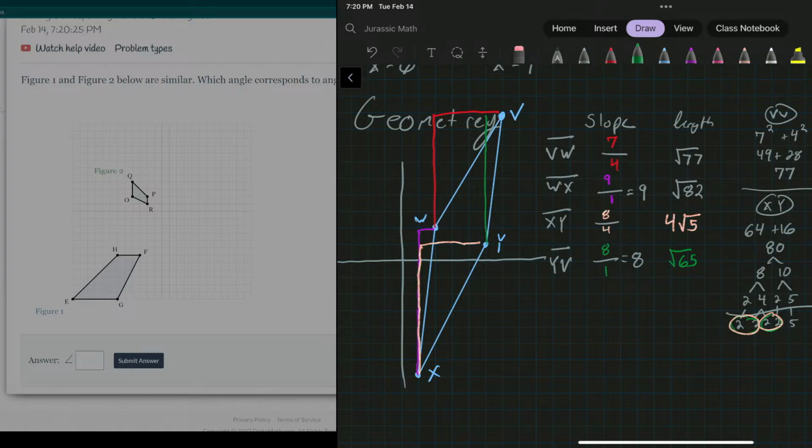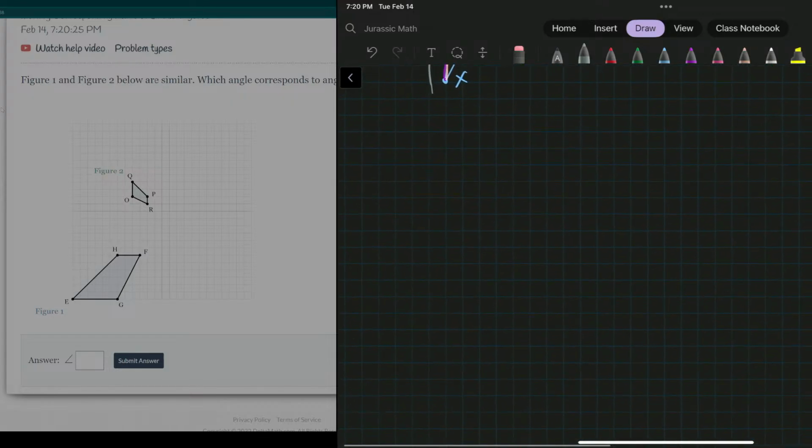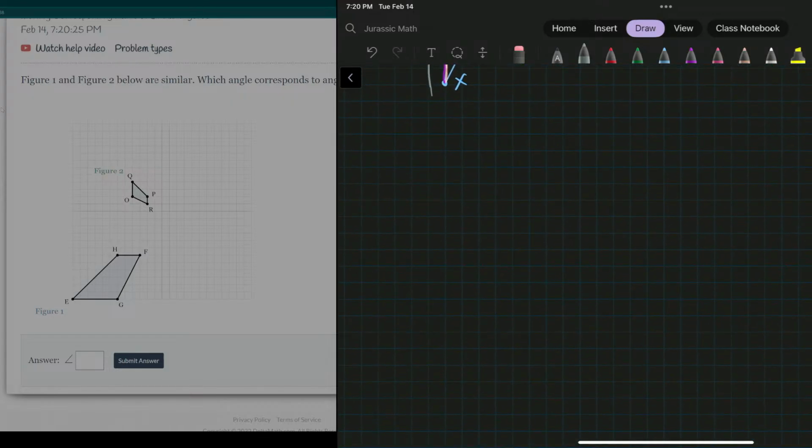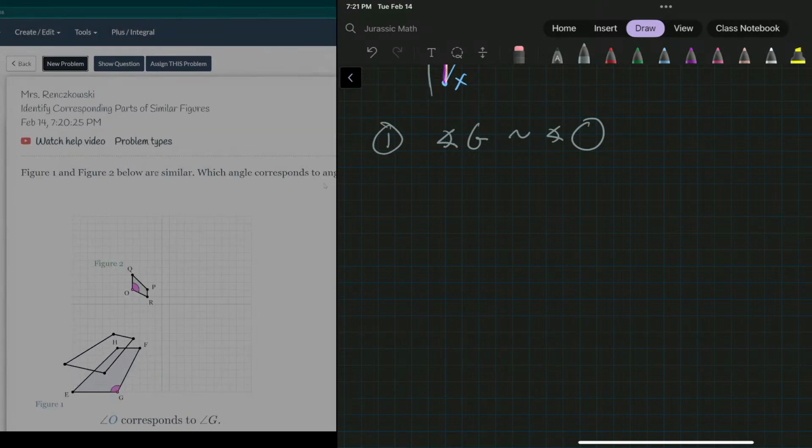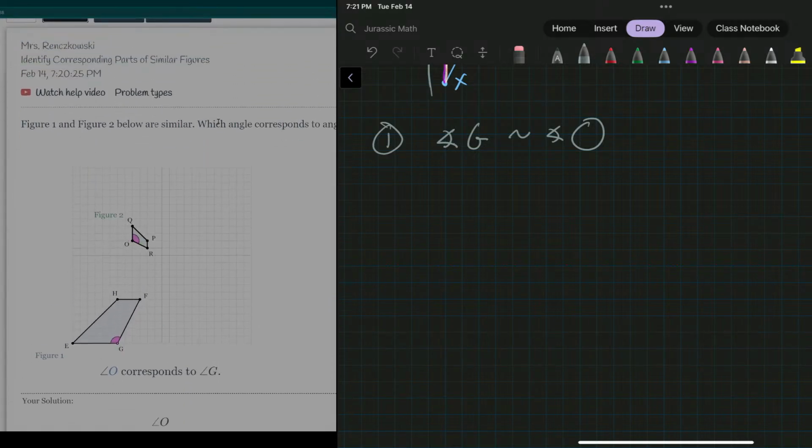Now, going back to my geometry homework, we have these beautiful 2 pictures. It's asking what goes with angle G. So angle G would match up with, let's see here, angle O. Where's my mouse? There you are. Oh, submit. Yay! That's it. All done. And it even has a beautiful picture.